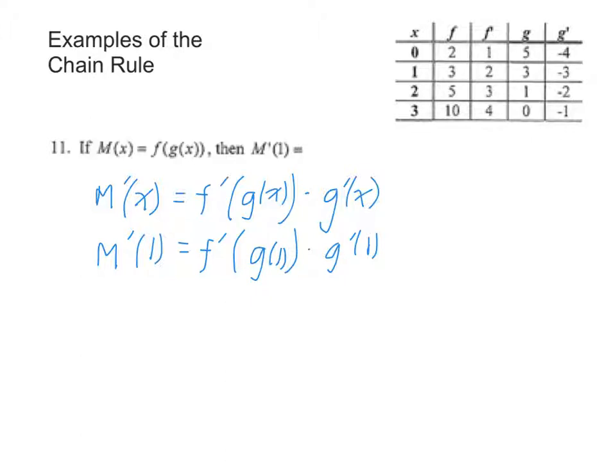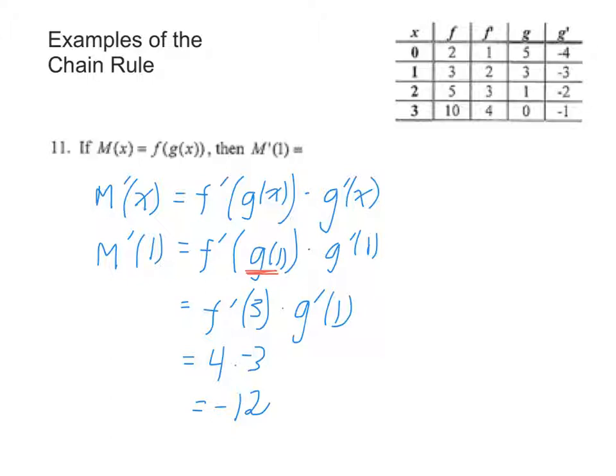This is a complex simplification, so let's take a look at what needs to be done. In composition of functions, we're always doing the innermost parentheses first, so I need to evaluate g of 1 before anything else. G of 1 in this chart is 3. So what happens now is I have two separate values to evaluate, f prime of 3 and g prime of 1.